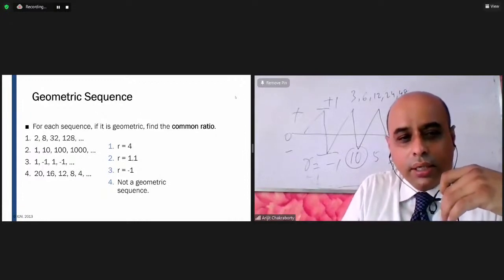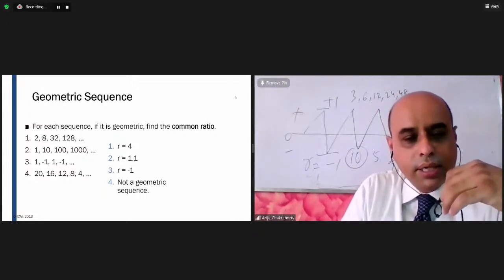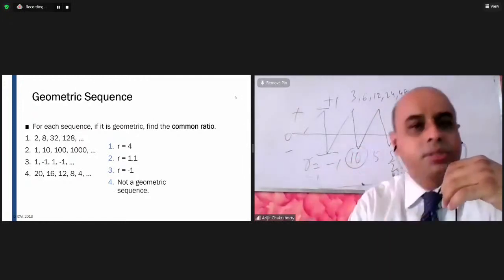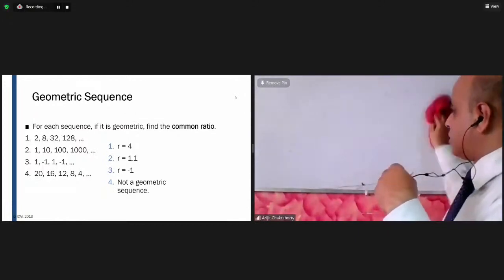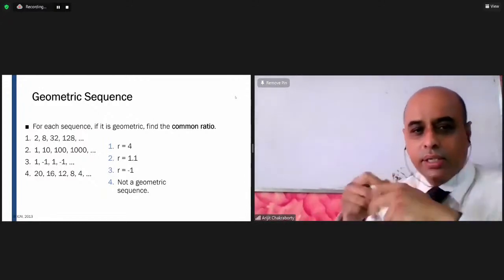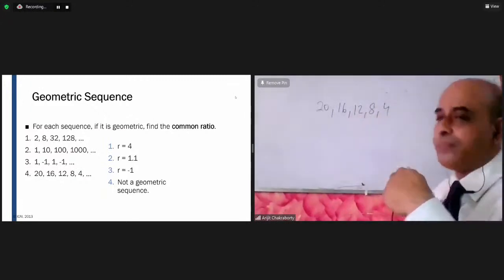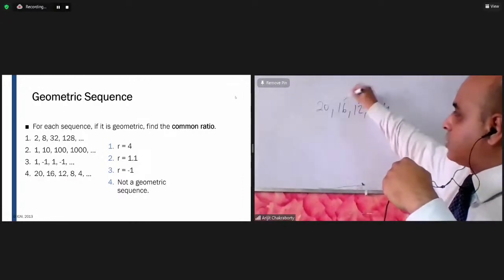The fourth one, 20, 16, 12, 8, and 4. Now is it a geometric progression or a geometric sequence? Let us see. Common ratio means it has to be a constant. Common ratio should be constant. So let us take the last example and see whether it's a geometric sequence or not. If I take 20, 16, 12, 8, and 4.